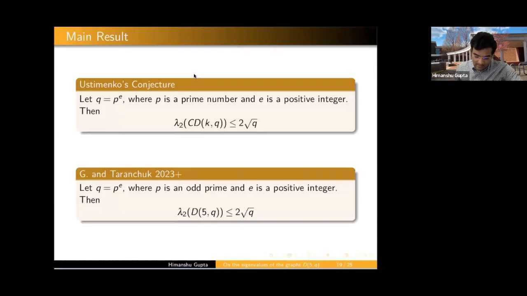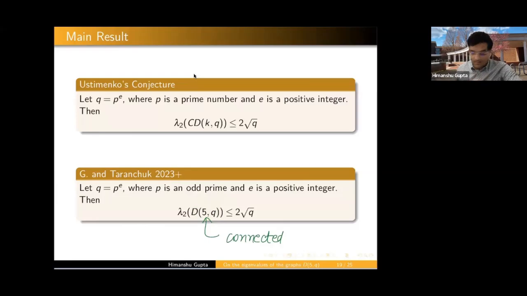Okay, and our result says that if I have an odd prime, and if I take any power q of it, then the second largest eigenvalue of D(5,q) is at most 2 square root of q. Okay, so D(5,q) is connected, so it's fine if I talk about D(5,q) or CD(5,q). These D(k,q) graphs get disconnected when k is greater than or equal to 6. So now I'm going to give you the sketch of the proof.